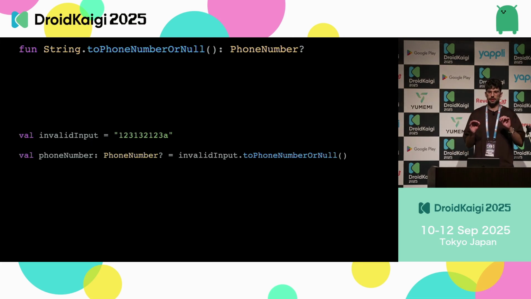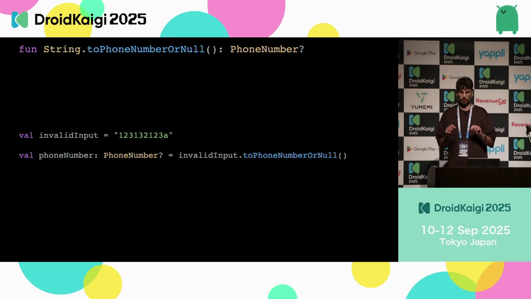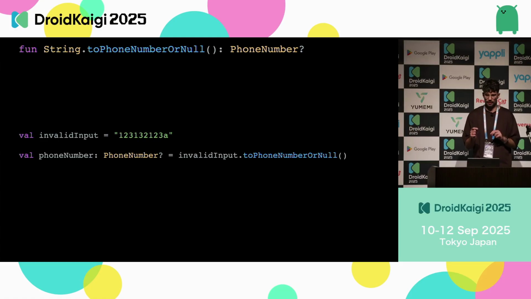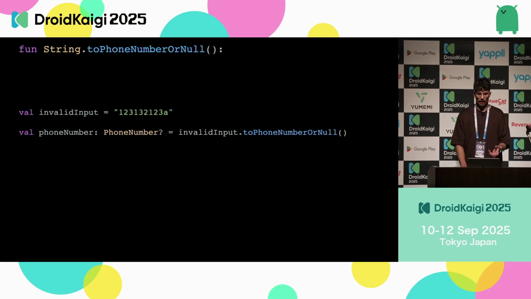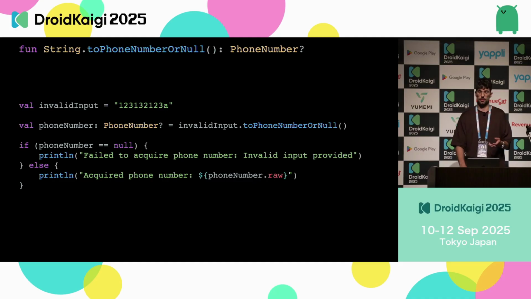Already you can spot that it is a little bit better, because we have the information that something might go south because we have that nullable type. If we try to access that variable, the compiler will force us to handle that. So this is much better than the exception in terms of visibility.